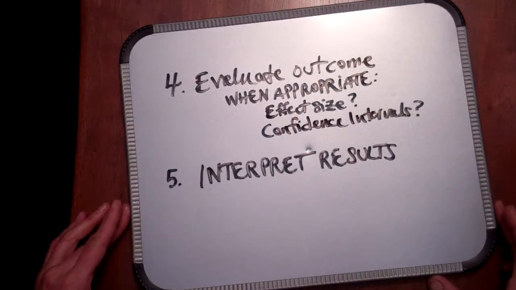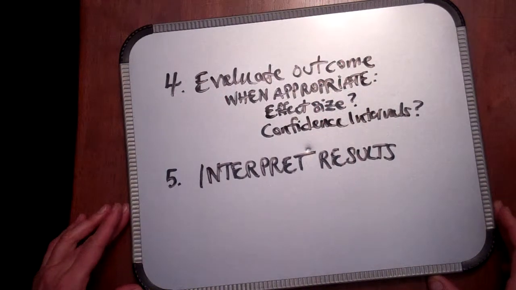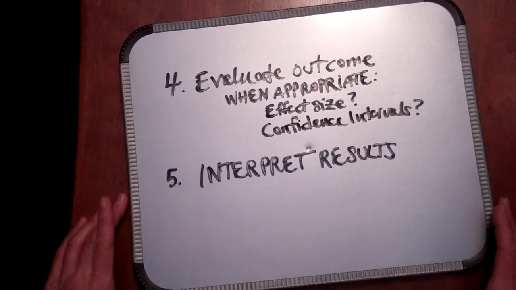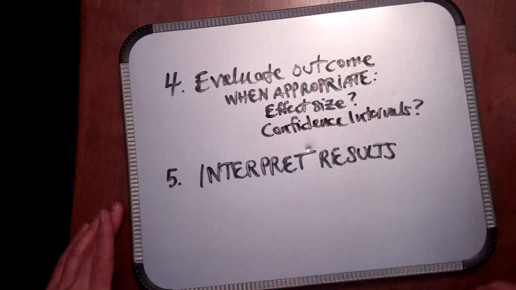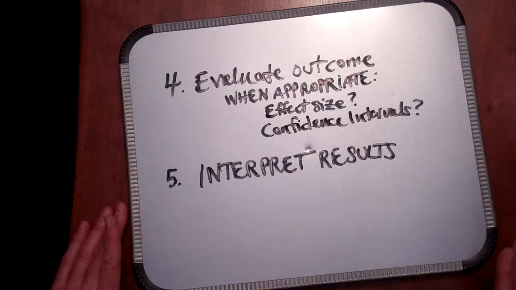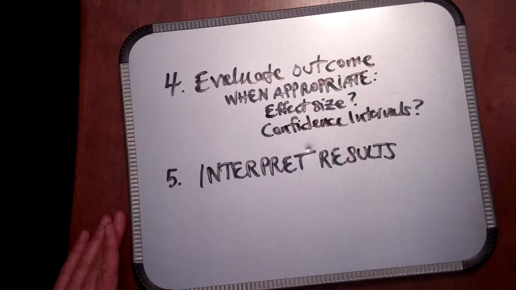In step 4, you'll evaluate your outcome, and when appropriate, you'll calculate effect size and confidence intervals. And finally, the last step, and maybe in some ways the most important step, you will be asked to interpret your results. In other words, write a statement in words explaining what you found.